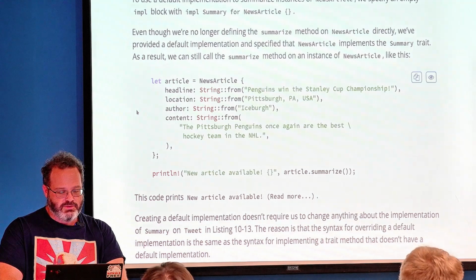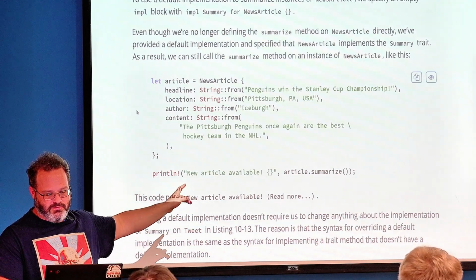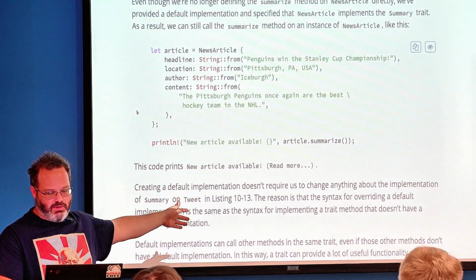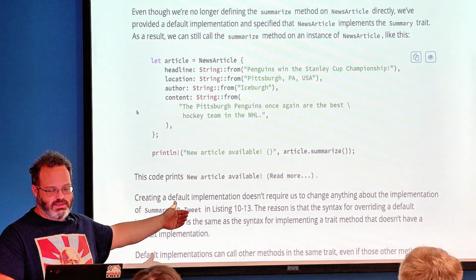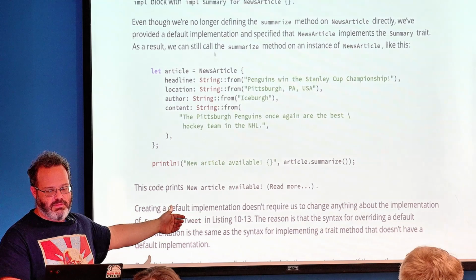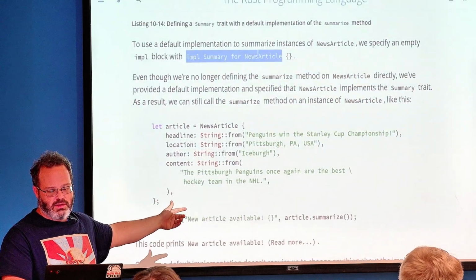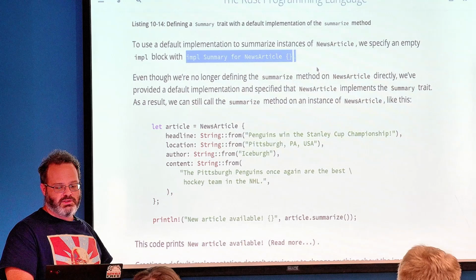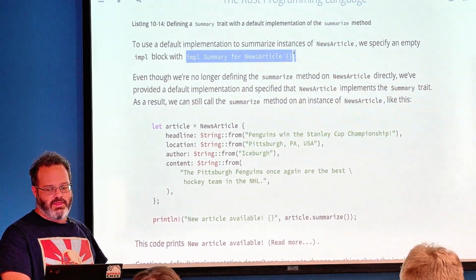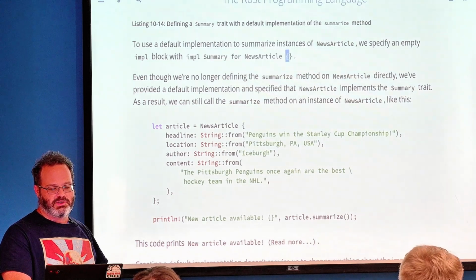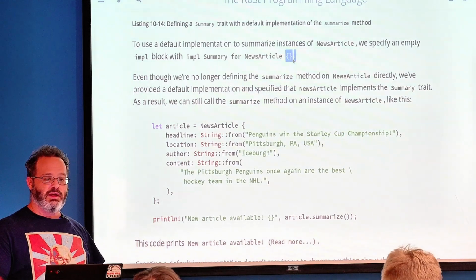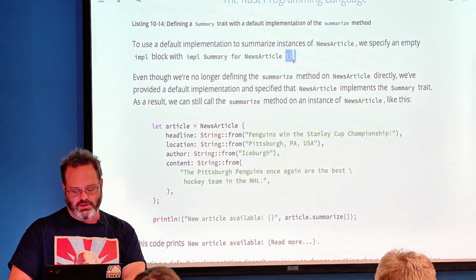All right, we have news article. Article has all of these different fields here, and then I call article.summarize, and now we have news article available. Why? Because news article doesn't have a custom implementation of summarize. It was implemented using impl Summary for NewsArticle, right? So if we wanted to provide a custom implementation, we'd say impl Summary for NewsArticle, and in this we would specify our implementation. I would say fn summarize, and I could do something intelligent. But if I choose not to do something intelligent, it'll just use the default.